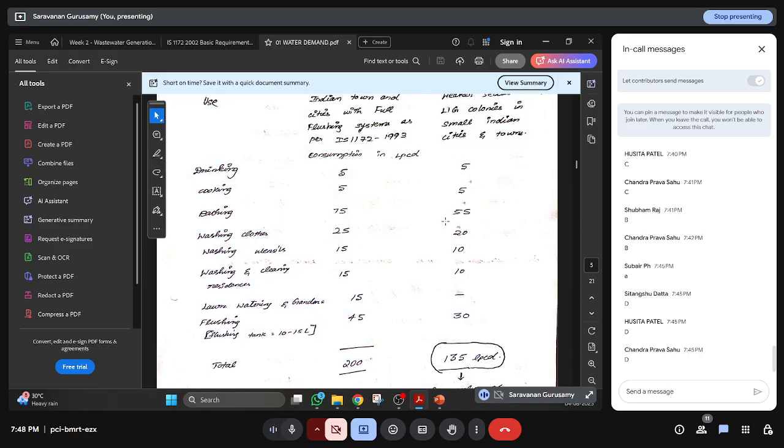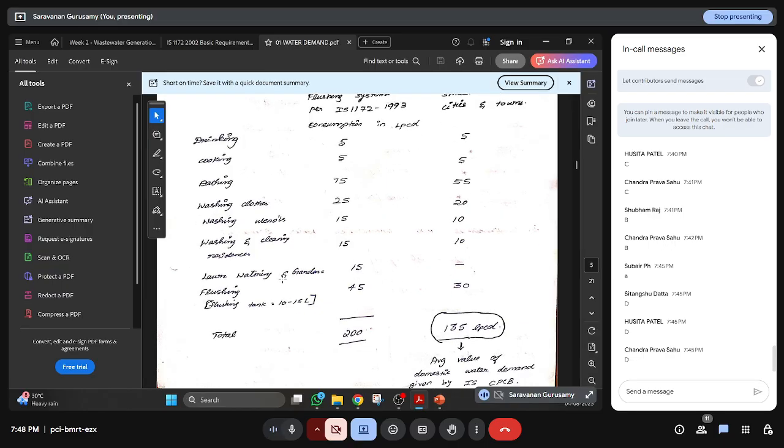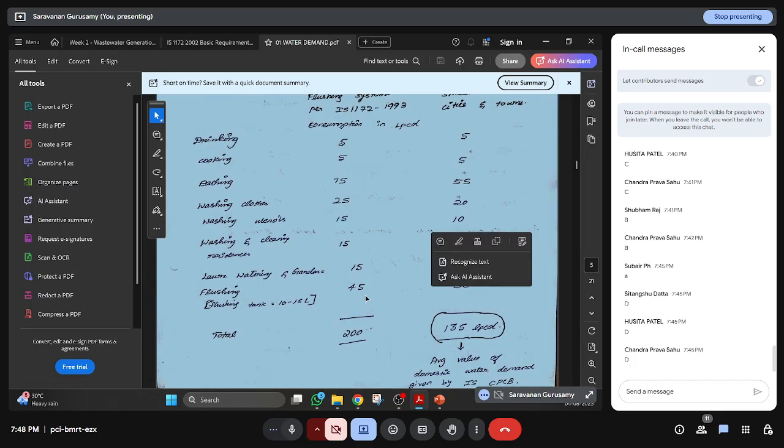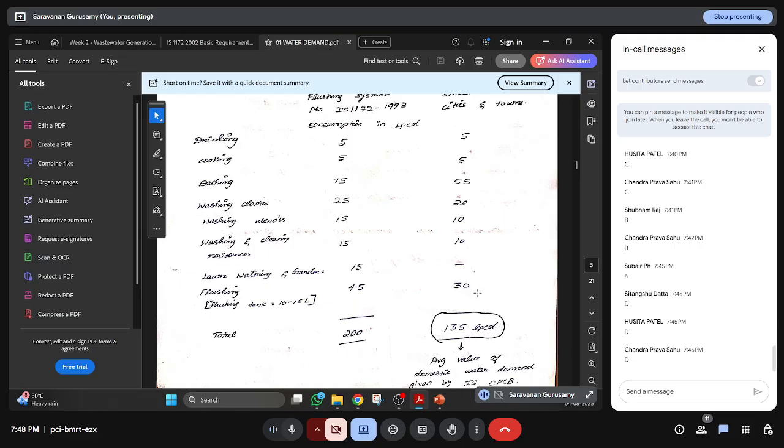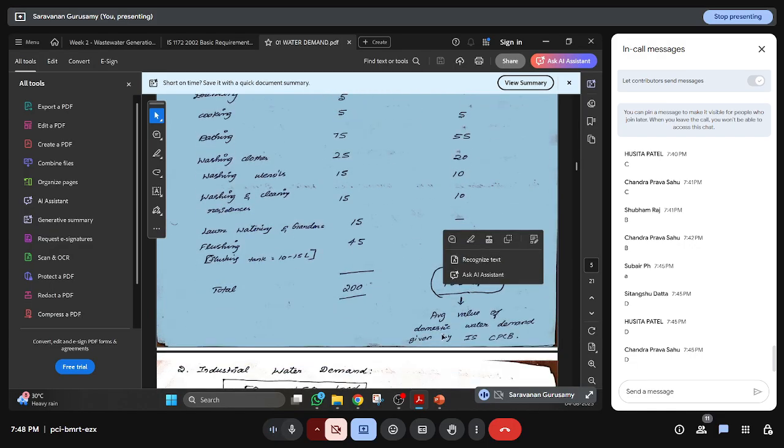So 55 liters for bathing, that is 1 bucket or 1.5 bucket. Washing clothes, we are using 20 liters. Washing utensils, we are taking 10 liters. Residence washing, that is the floor washing, we are taking 10 liters. For higher income group, they are adding another 15 liters for gardens, but we are not having gardens in the low income group. And flushing toilets, we are using 30 liters. If there is a flushing system, this is by buckets, this is by flushing system, again another 15 liters are extra. If you add all this, that will give you 135 liter per capita per day.